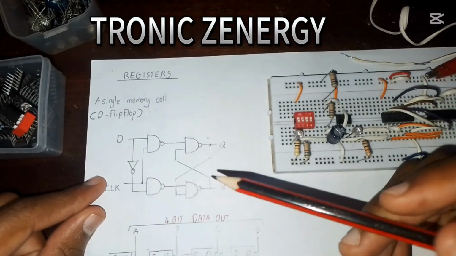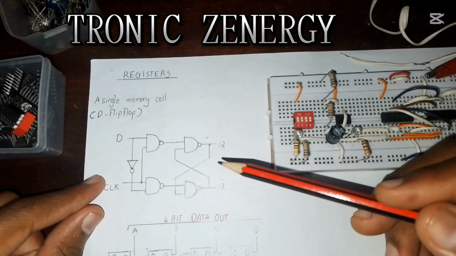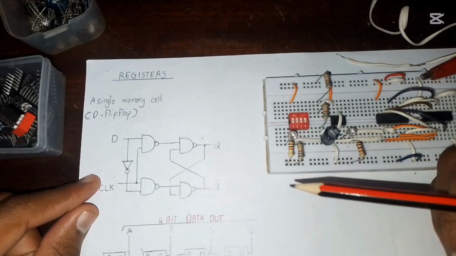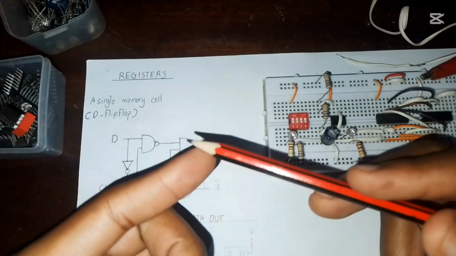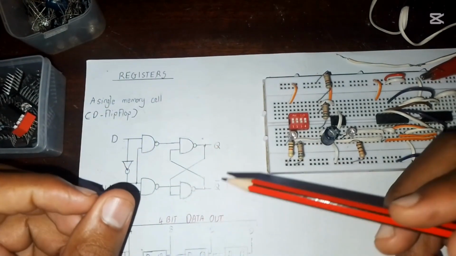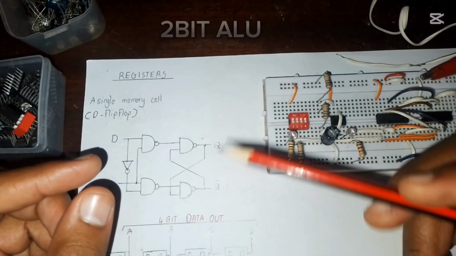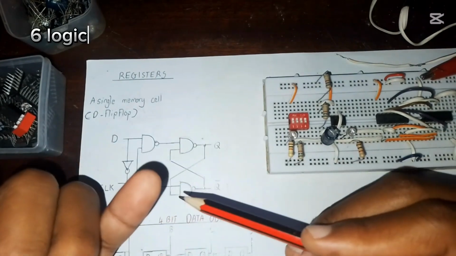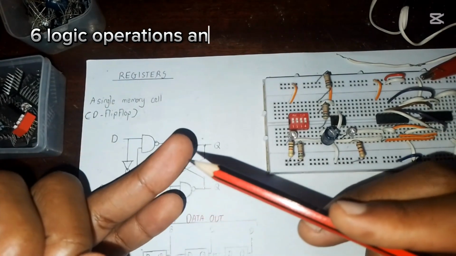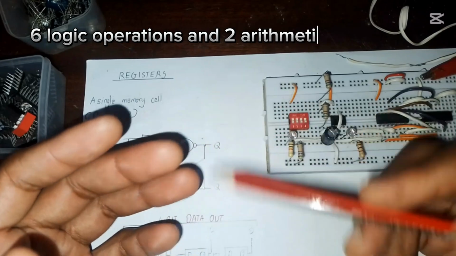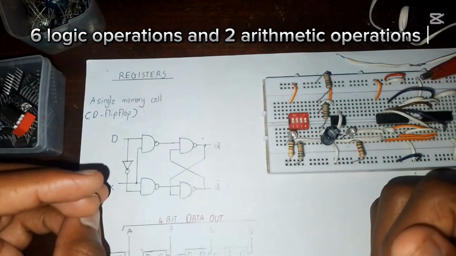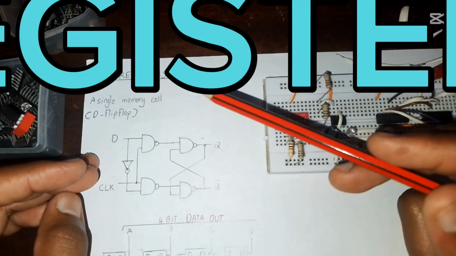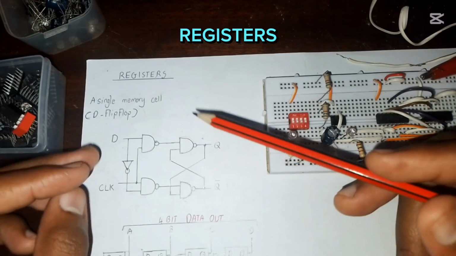Last time we did a series on how to make logic units and arithmetic units. So we did an 8 by 1 logic unit, and then we did a 2-bit arithmetic unit able to do 6 different logic operations and 2 arithmetic operations, which were addition and subtraction. So next up, we were to start on registers, and that's what we are going to do today.